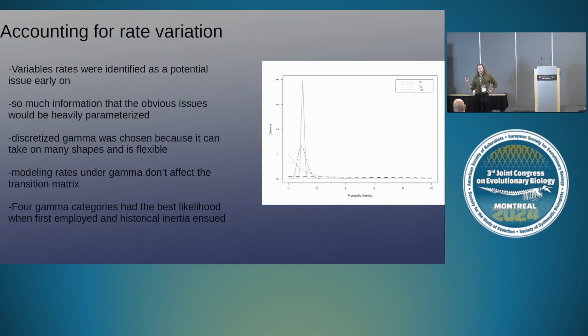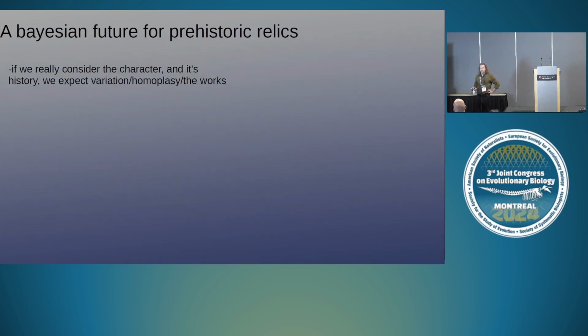And when this was first proposed, a gamma rate category of 4 was found to give the best likelihoods, and we've just kind of stuck with that. There really has not been critical assessment of why we choose those numbers or if other numbers are better. And so I really want to think about how we can take that molecular information, and I want to envision a Bayesian future for our prehistoric relics and also the fossils that they tend to study.